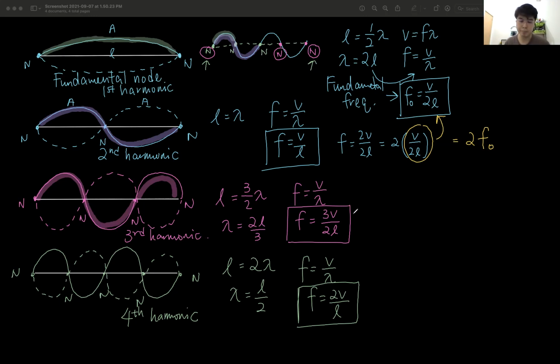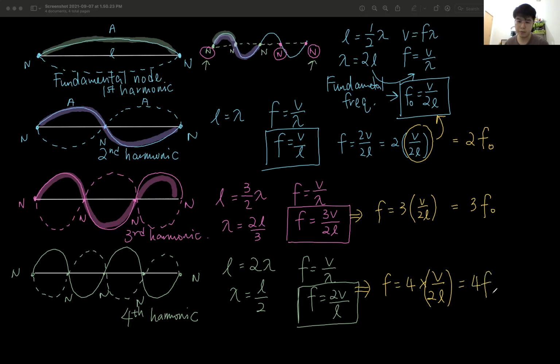Again, the third harmonic, I can also express it as F equals to 3 V over 2L. So that's 3 times of the fundamental frequency. And again, the last one, this one I can write it as F equals to 4 times V over 2L. You simplify, you get the same thing here. Okay, so this one, again, it is the fundamental frequency. So this is 4F naught. From F naught, first harmonic, second harmonic, third harmonic, and fourth harmonic.